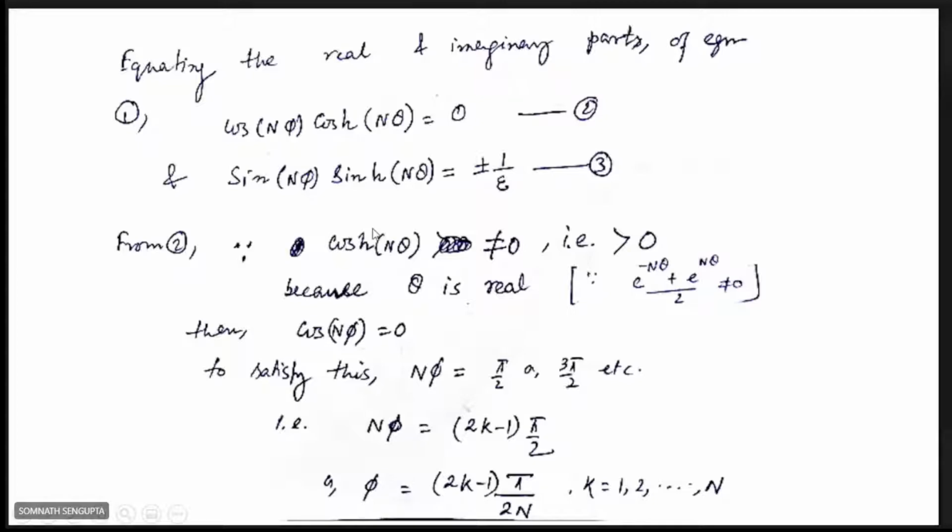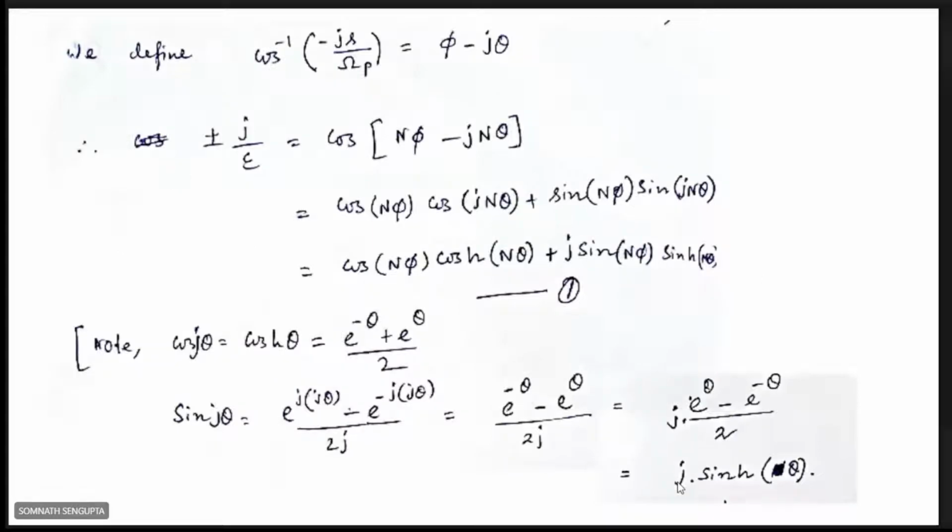So the cos nφ part would be 0. To satisfy this, nφ should be π by 2, or 3π by 2, etc., an odd multiple of π by 2. So nφ is equal to (2k minus 1) into π by 2, or φ is equal to (2k minus 1) into π by 2n. So this is the phase part, that is φ minus jθ.